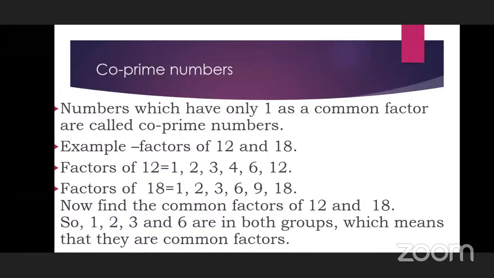1, 2, 3, and 6 also, na? 6 also is there. See, 6 also common factor, na? Yes. And see, the factors of 12: 1, 2, 3, 4, 6, 12, and here is also. So which are the common? 1, 2, 3, and 6. Okay, these are the common factors of 12 and 18.